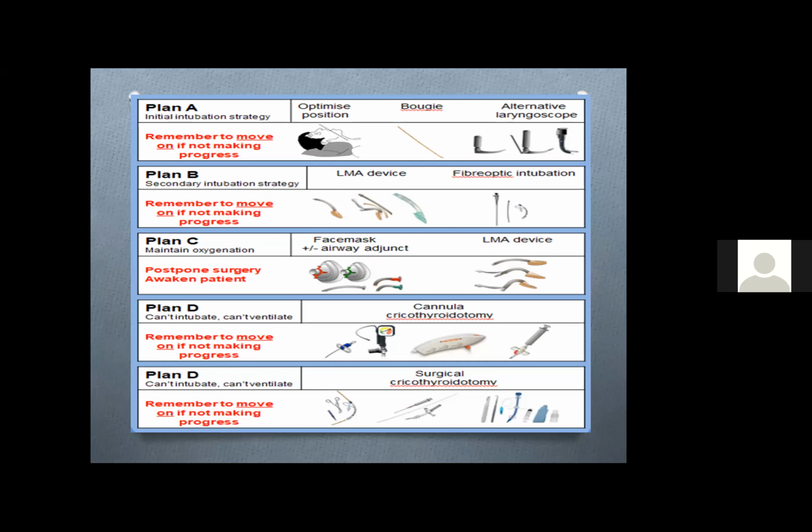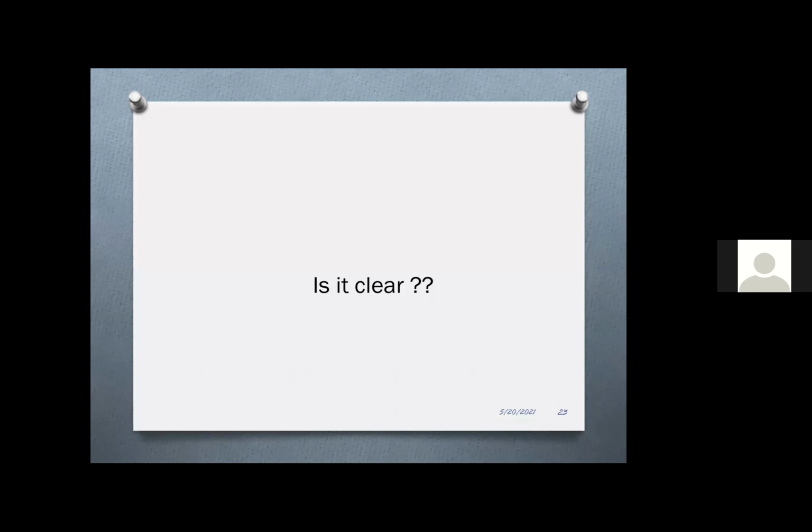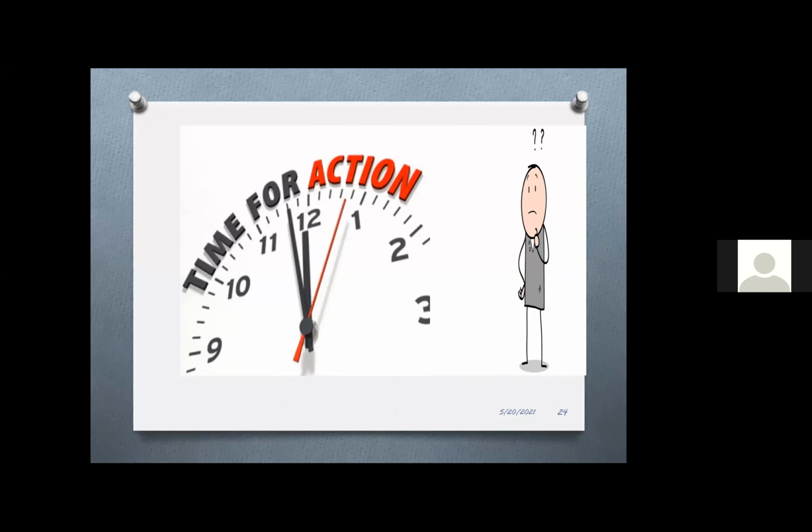like the glidescope. If you cannot do it, you bag the patient and you keep the airway patent with the nasopharyngeal or oropharyngeal airway. And then you decide that I need to continue, this is an emergency situation. So you move to plan D, which is the surgical, either through a needle cannula or through a surgical cricothyroidotomy. I hope it's clear that you have four stages that you need to go from one to two to three to four, and do not stay in one stage to finish the scenario. Okay. So now it's time for the action.